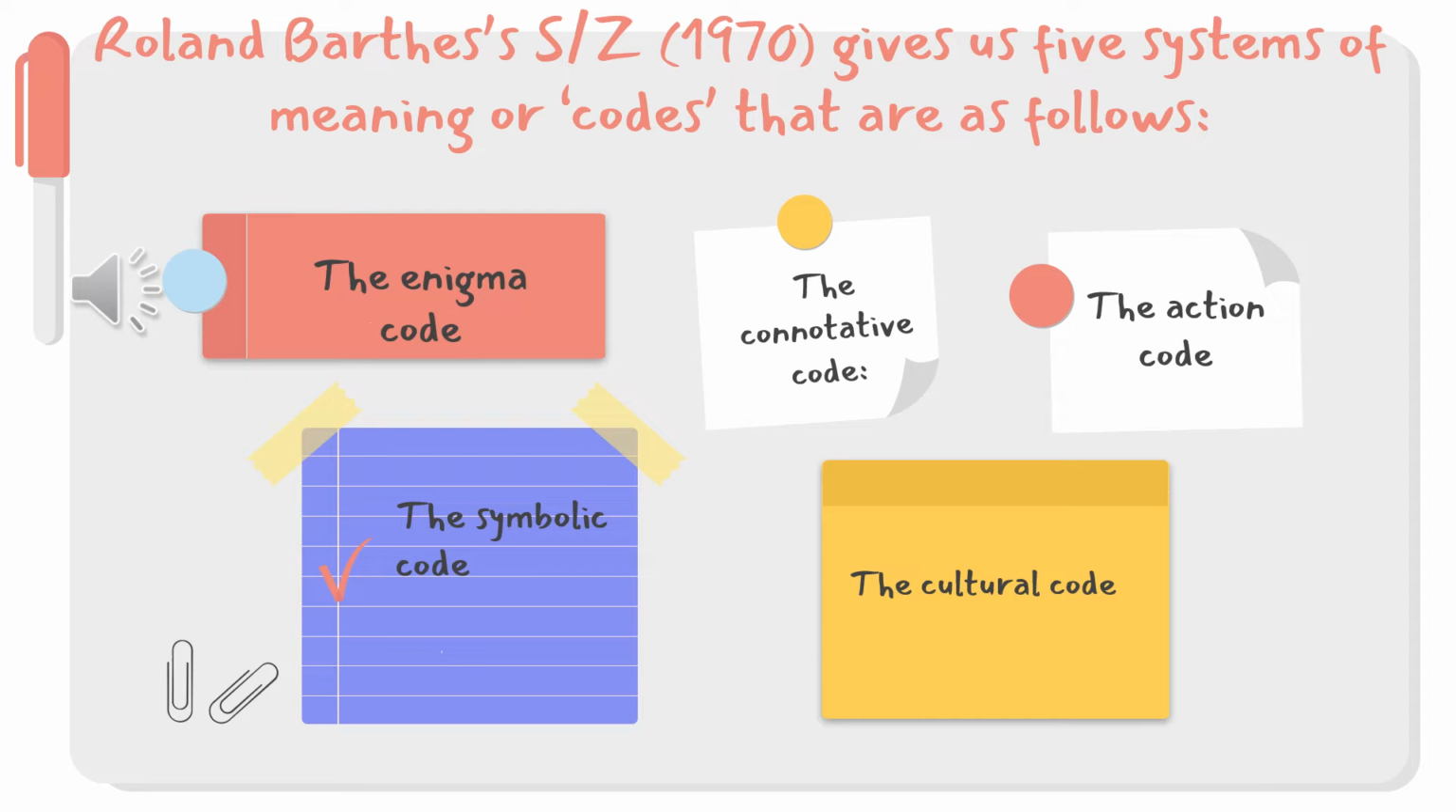Roland Barthes gives us five systems of meaning or codes, which are as follows: the Enigma Code, the Connotative Code, the Action Code, the Symbolic Code, and the Cultural Code.